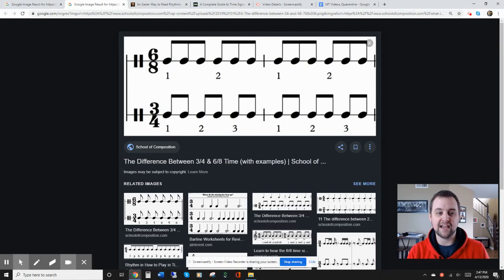But now we go into 6/8 time. Six notes per measure, and the eighth note gets the pulse. But you can see here that the numbers are every fourth beat instead of every single one. There are only two strong beats, two main pulse beats in each measure. So there's not six, there's only two.